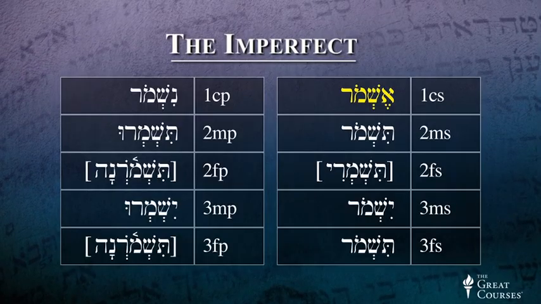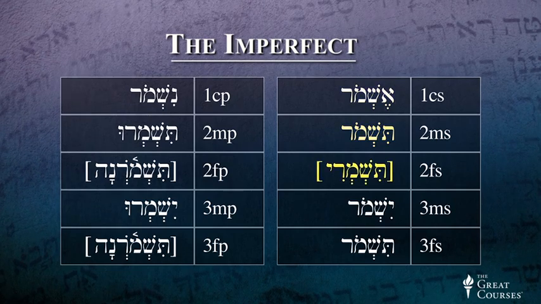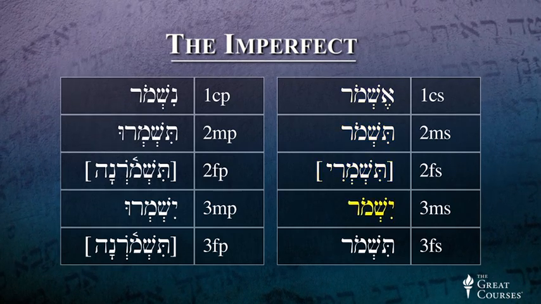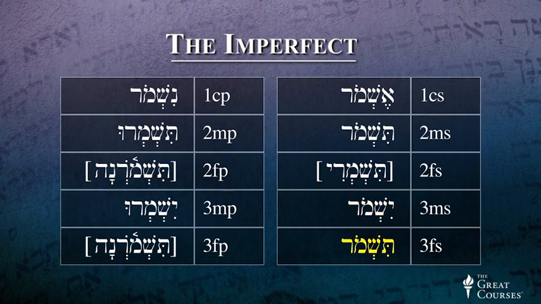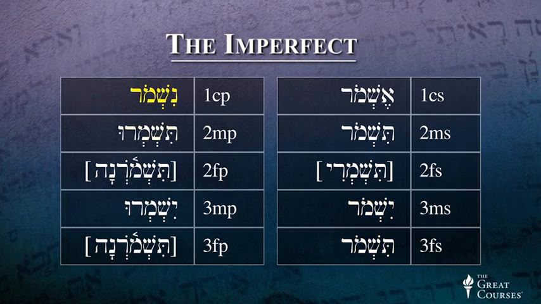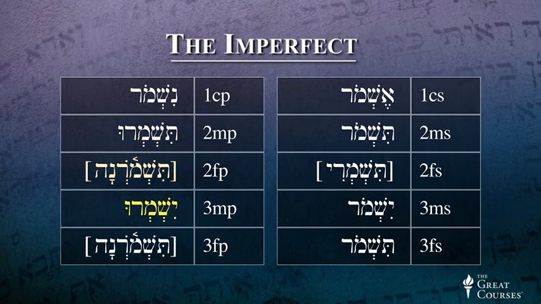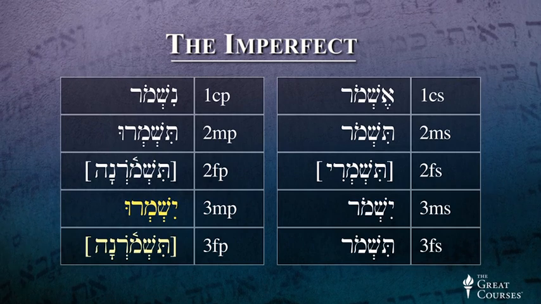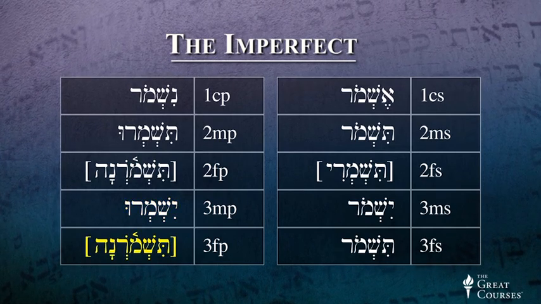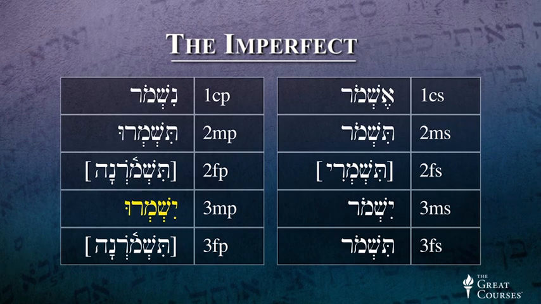Now we're going to look at how they behave in the imperfect form. Once more, a review of the full paradigm for strong verbs so that we can get a preview of what will be happening with gutturals. Eshmor, I. Tishmor, you, guy. Tishmeri, you, gal. Yishmor, he. Tishmor, again, she. Nishmor, we. Tishmeru, y'all guys. Tishmorna, y'all gals. Yishmeru, they guys. Tishmorna, they gals. And Yishmeru if it's a mixed group, of course.